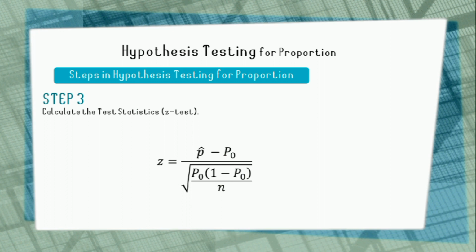So, step 3, dito tayo sa calculation. So, z is equal to p-hat, that in decimal form yan, p-hat minus p sub 0 divided by the square root of p sub 0 multiplied by the difference of 1 and p sub 0 divided by the sample size. So, pag nagsosolve na tayo, makikita natin yan. Madali lang yan kapag i-input na natin sa calculator.